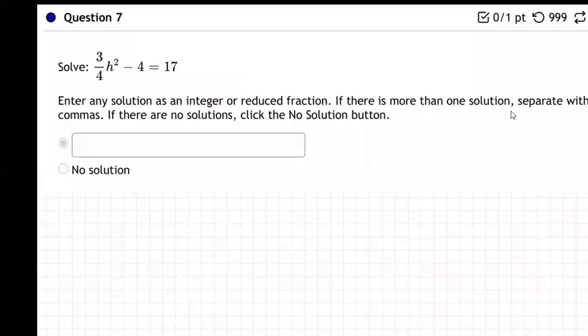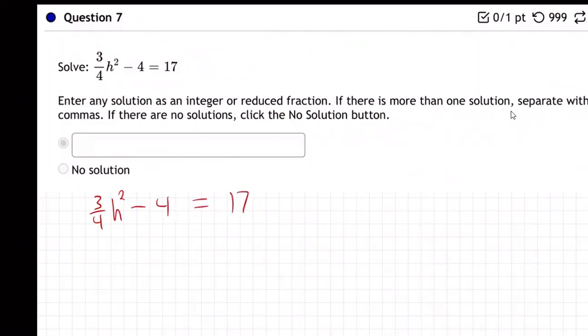Okay, on this question, we've got h squared, and we don't have h to the first power anywhere, and we want to solve. So let me recopy it down here. So we've got 3/4 h squared minus 4 equals 17.